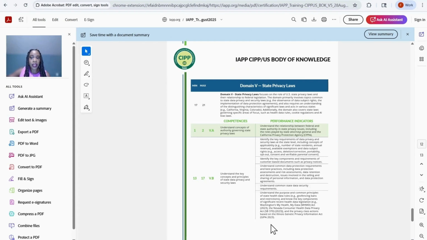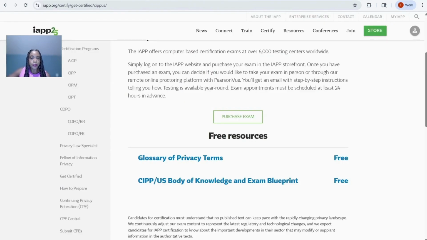Let's go back to the IAPP website. Okay. So we also have here a glossary of privacy terms. I always find this very useful, particularly because the exam changes often, so the glossary is going to continue to evolve. It's really useful for you to understand some key privacy terms.